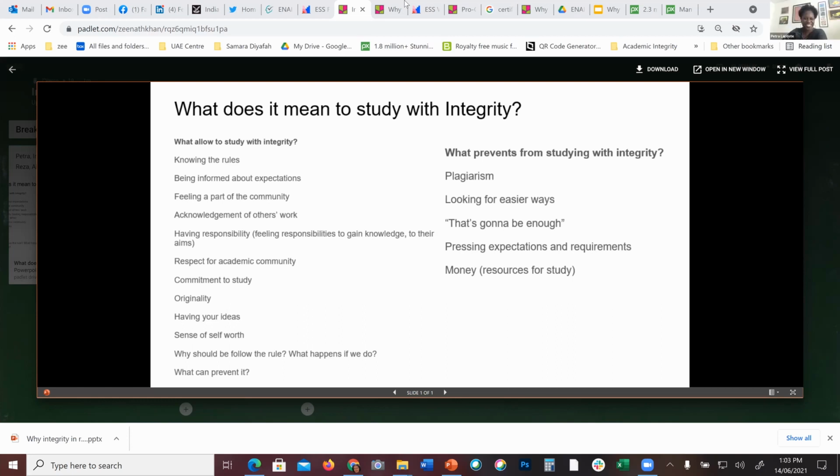Go again. So basically, we started off in room 1 about what it means to study with integrity, and all of us had participated by, on the left-hand side here, these were the ideas talking about the rules. We, as students, need to know what is going on and what academic integrity is so that we can produce work with integrity. You have to understand the expectations.